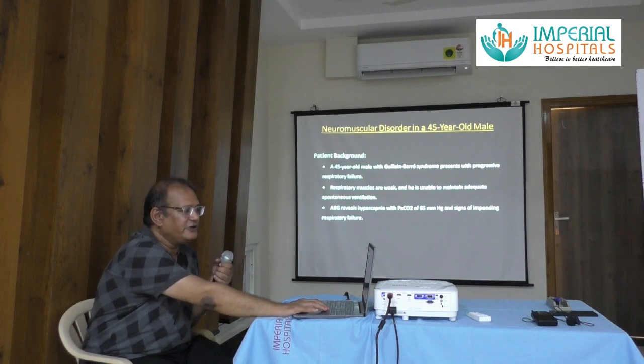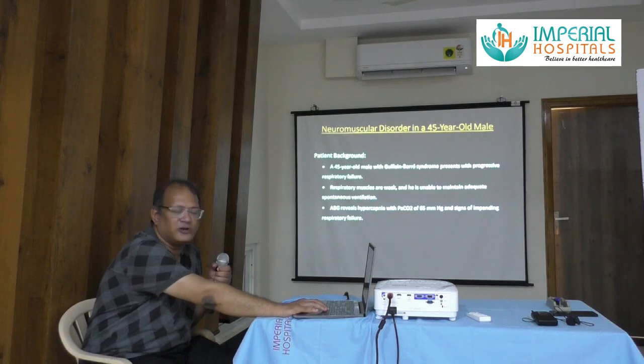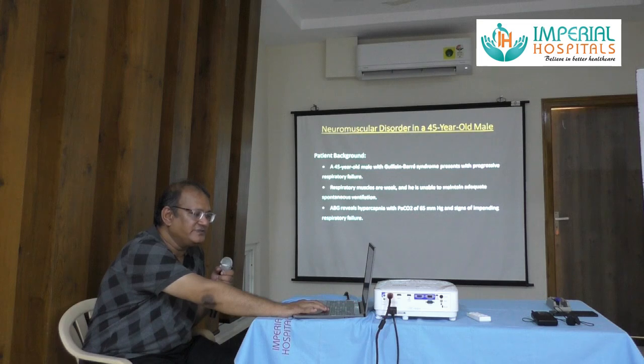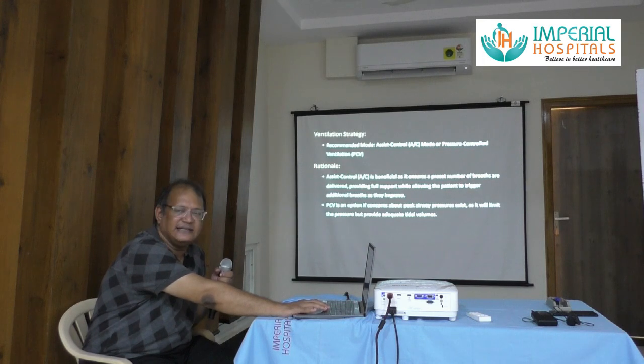Neuromuscular disorder: a 45-year-old male, GB syndrome patient with progressive respiratory failure. So you know the problem here is muscles are weak and the patient is not able to maintain adequate ventilation. The patient has hypercapnia, PaCO2 of 65, and shows signs of impending failure. So here ACMV or pressure controlled ventilation, because sometimes the patient will not be able to initiate breaths also. SIMV may not be that beneficial here.